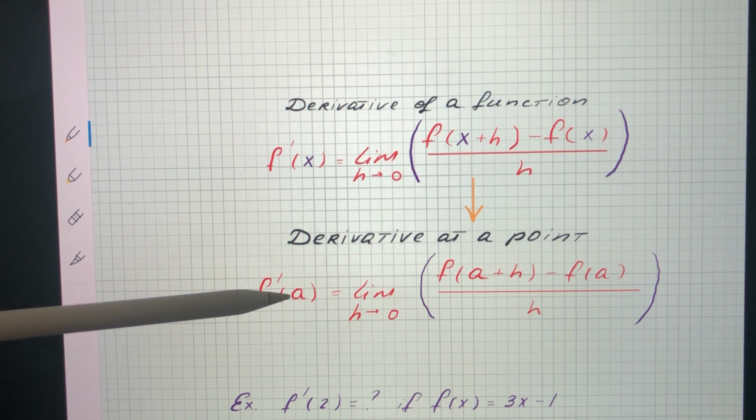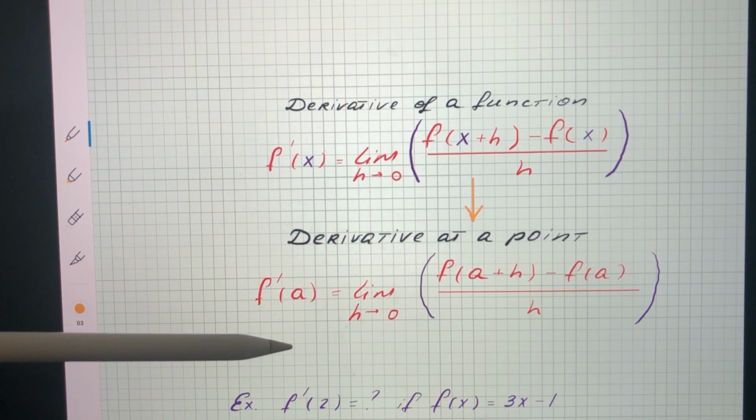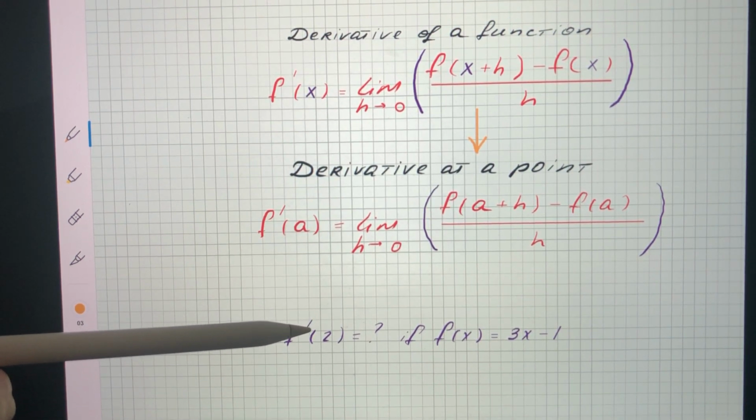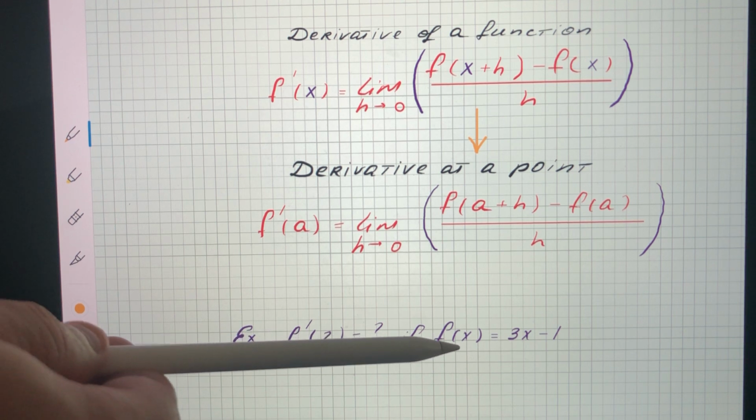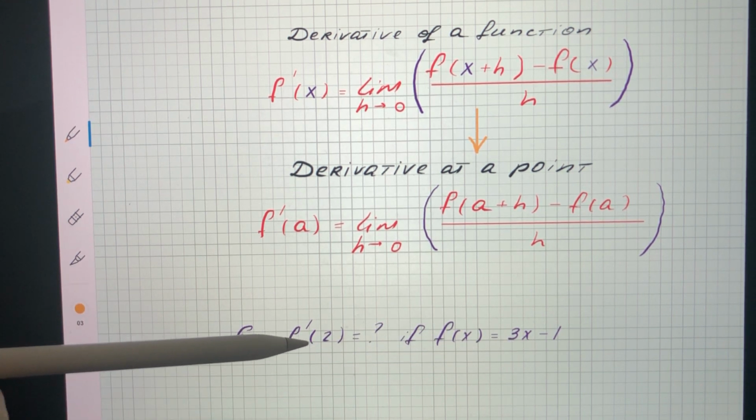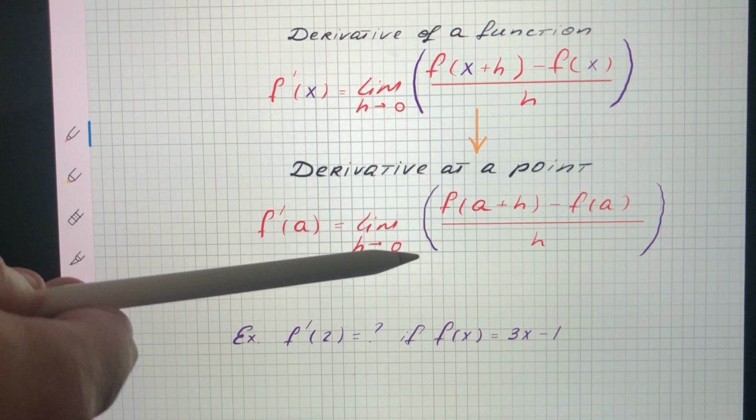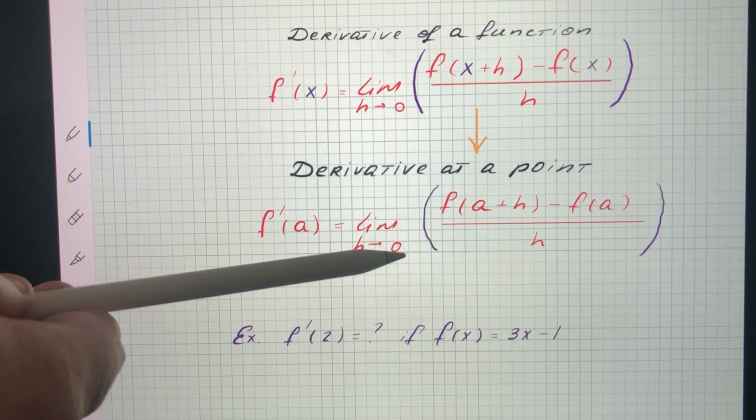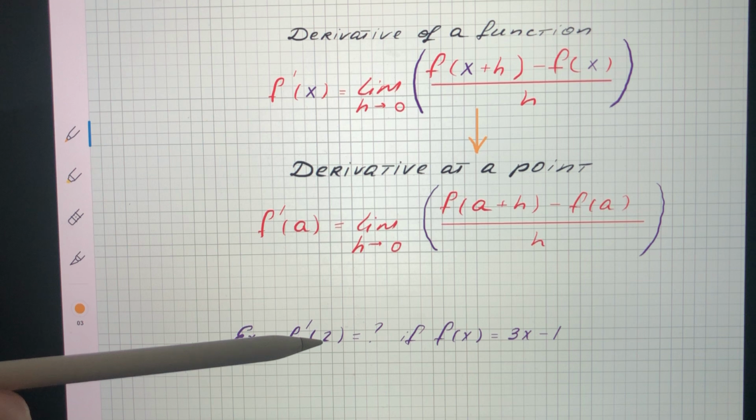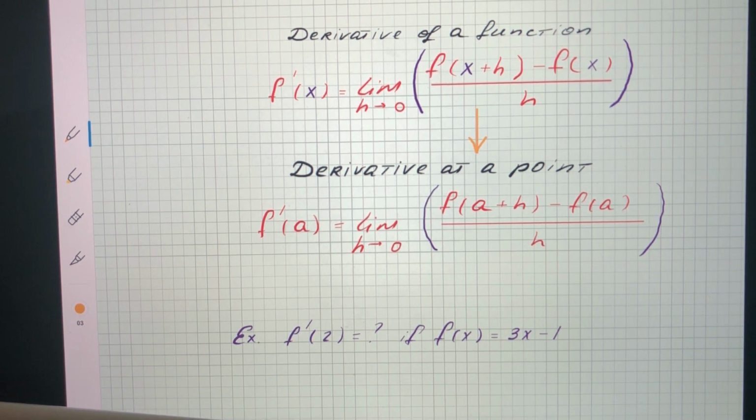So the advantage of using the derivative at a point is, let's say I have a question right here below that says find the derivative when x is 2 if the function is 3x minus 1. I'm only interested at this one value, at 2. So if I use the formula for the derivative at a point, I will be done right away. Or maybe I have to find the derivative when x is 2, when x is 5, when x is 6, when x is negative 3.